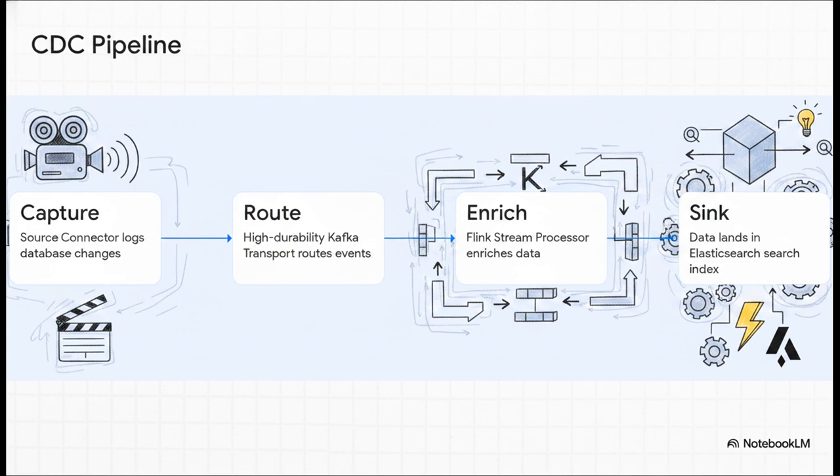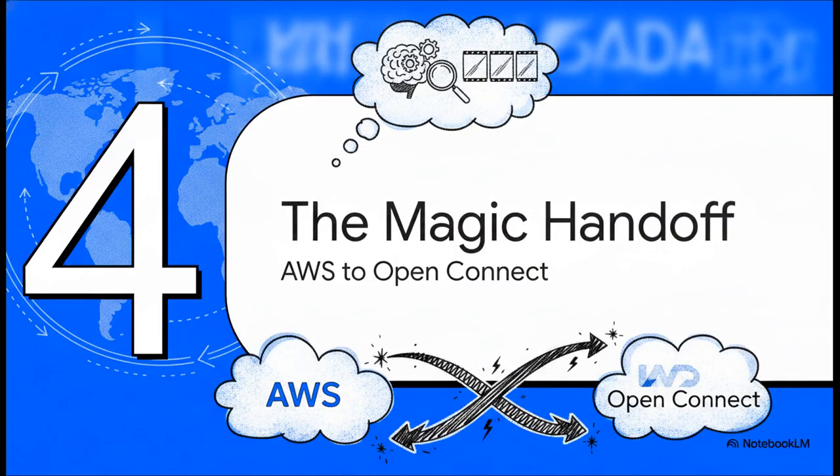First, the source connector, using their custom dblog library, captures that change. Second, that event is routed through a high-durability transport layer called Kafka. Third, a stream processor called Flink catches the event and actually enriches it on the fly by instantly calling other microservices. And finally, step 4, it drops that enriched data straight into the Elasticsearch index. This entire journey happens in near real time. We're talking single-digit milliseconds. This takes us to section 4, the magic handoff.